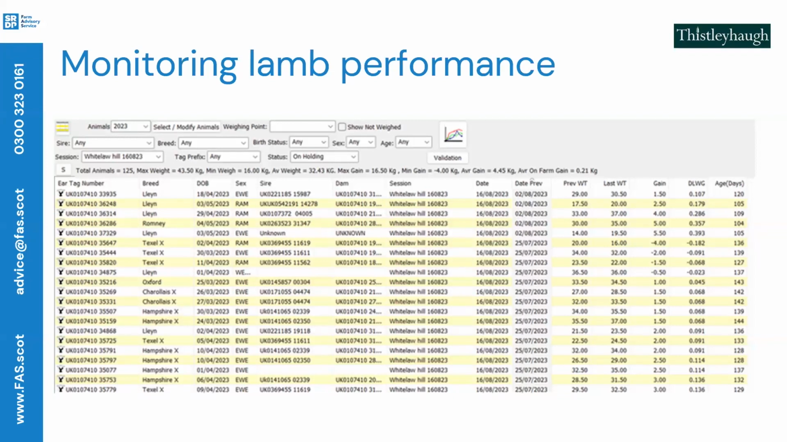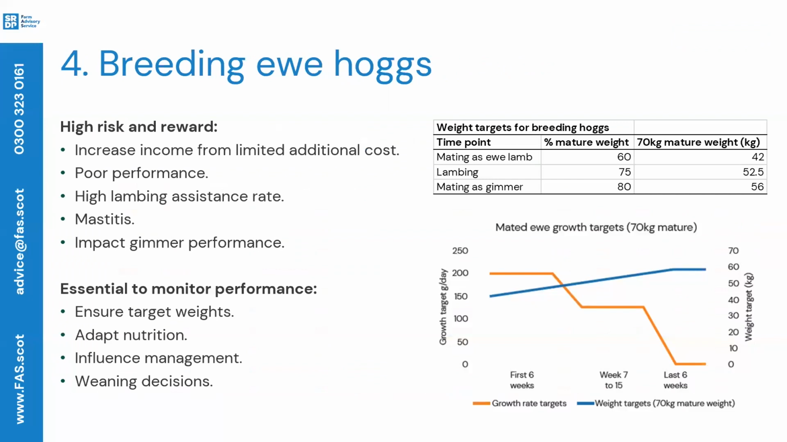So monitoring lamb performance is one of the main KPIs we target. Another example of monitoring subsequent lambs is growth rates. I think probably one of the most important animals on a farm, if you're going to breed, is your ewe hogs, to monitor their growth rates and performance.